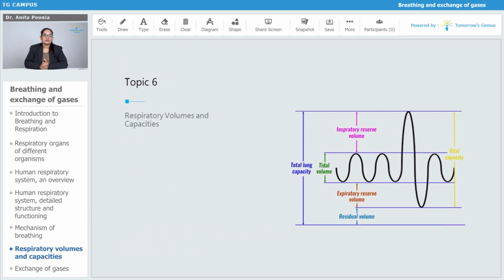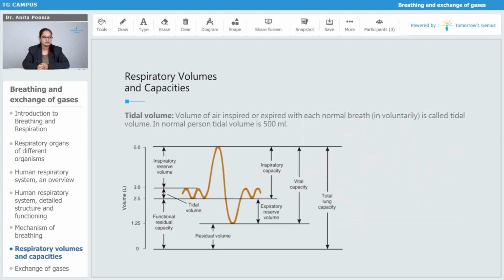Now talking about the respiratory volumes and the capacity, students. If we have it on graph, so this is the expiratory reserve volume, the residual volume, the total lung capacity. Suppose this is the total lung capacity, then this is the inspiratory reserve volume, this is the total vital capacity, this is the expiratory reserve volume, this one is the residual volume, and this is the tidal volume.